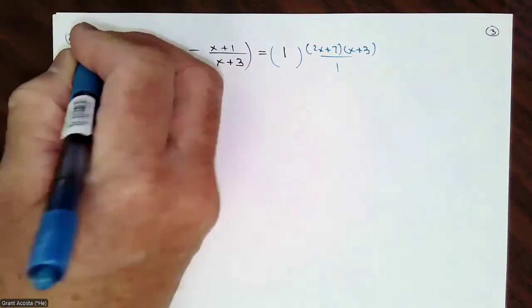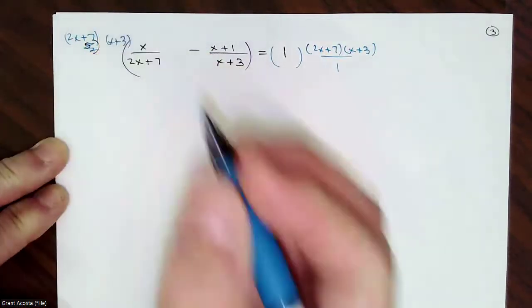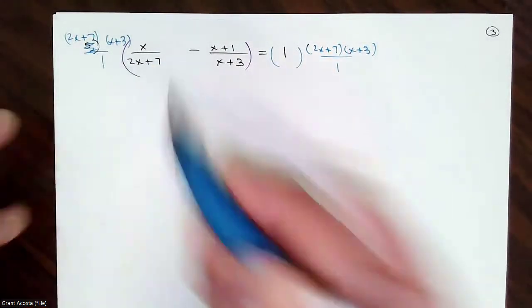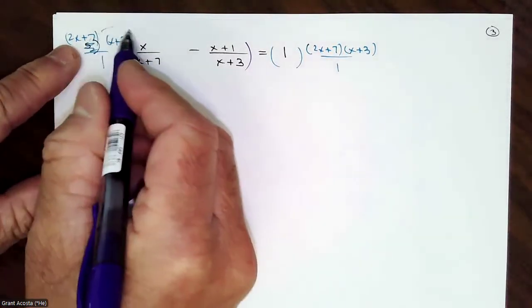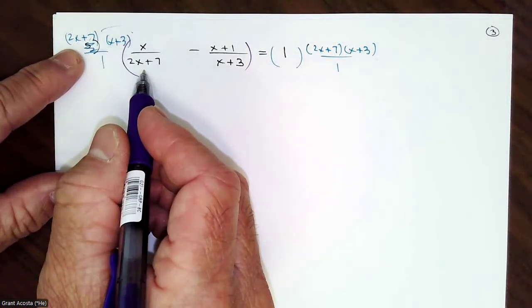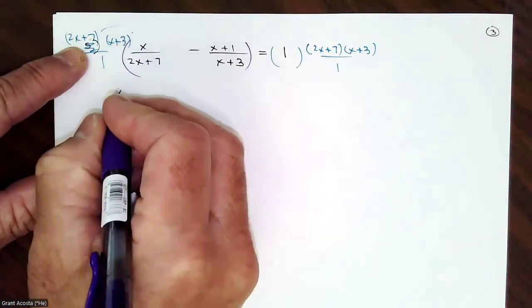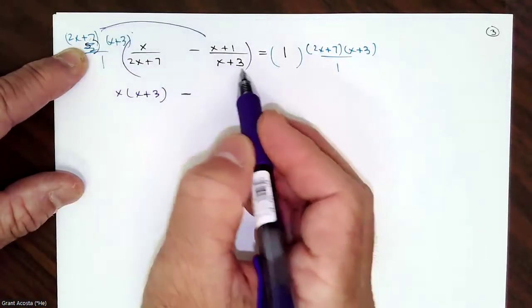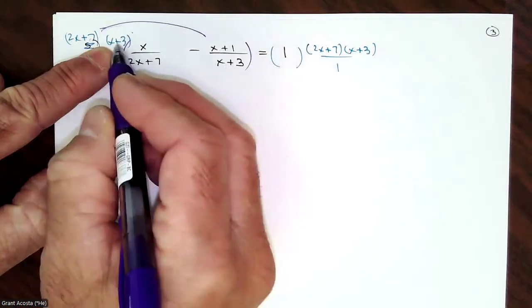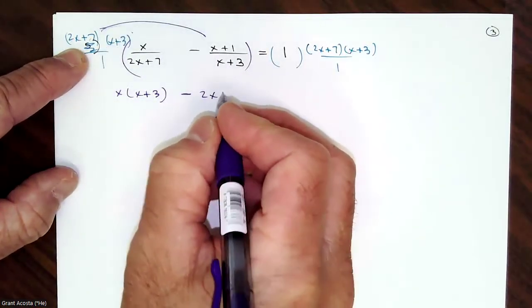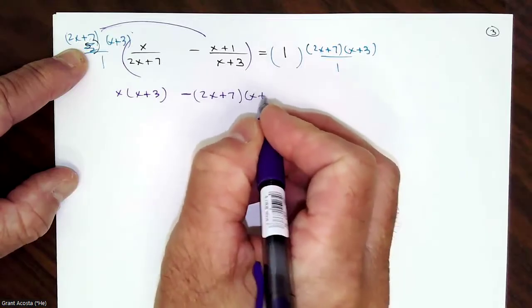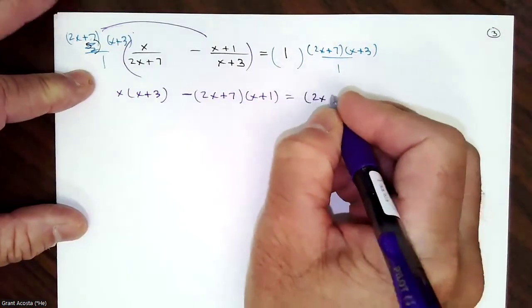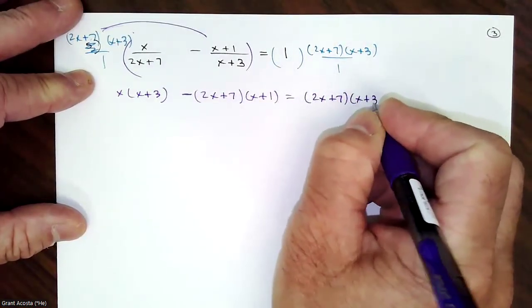2x plus 7 times x plus 3 over 1. So distributing in here, I get a 2x plus 7 to cancel. There's one in the top, one in the bottom, so I'm going to have x times x plus 3. Minus, if I distribute that into here, this time my x plus 3's divide out, and I'm going to have 2x plus 7 times x plus 1. And on the right side, it's just this times 1, so that's 2x plus 7 times x plus 3.